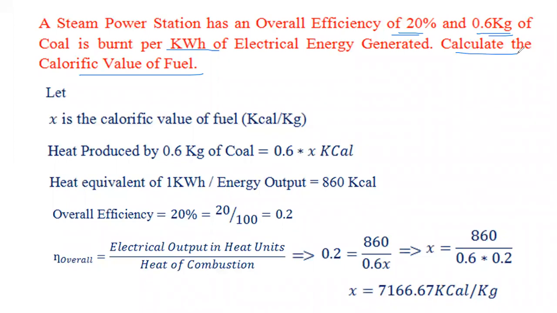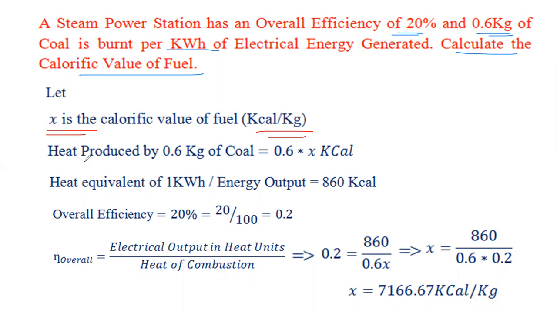We are assuming the X is nothing but the calorific value of fuel. You can assume either M, N or Z, any parameter. Here I am assuming the parameter X is nothing but the calorific value. The unit represents kilocalorie per kg.